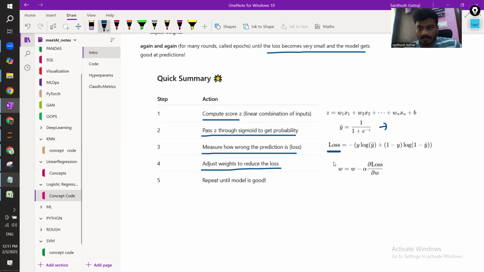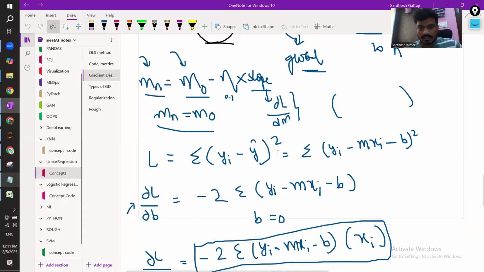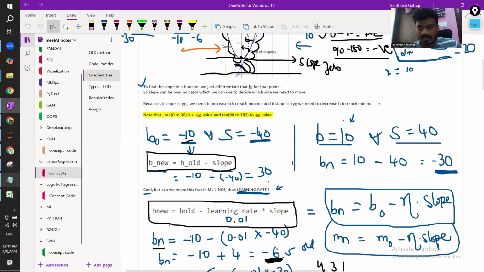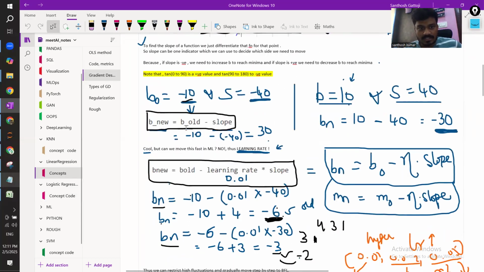Now since you got this loss, our aim is to reduce the loss. How will you do it? Same like when you go to gradient descent. You started with some random values of M and B. M new will be M old minus learning rate into slope. What is the initial value of M? Random value, any value. From that you then subtract learning rate into slope.